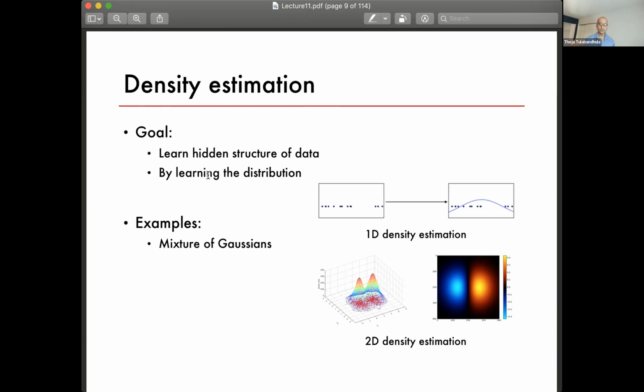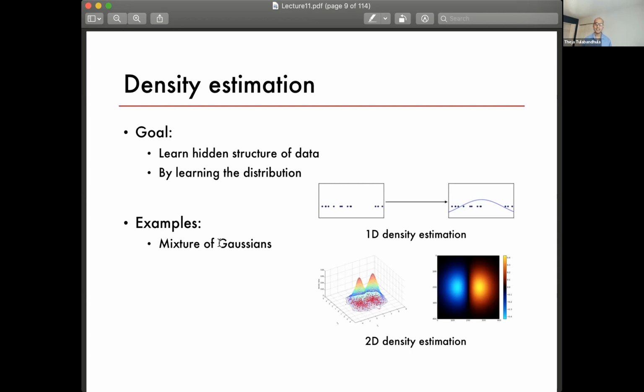So we'll make an assumption. It's not always needed, but typically in this approach to unsupervised learning, you want to assume that there's some distribution that generated this data. I've observed the data. Now let me backtrack and figure out properties of this distribution, which will give me a sense of the hidden structure of the data. One of the examples here is mixture of Gaussians, which is what we'll see today.